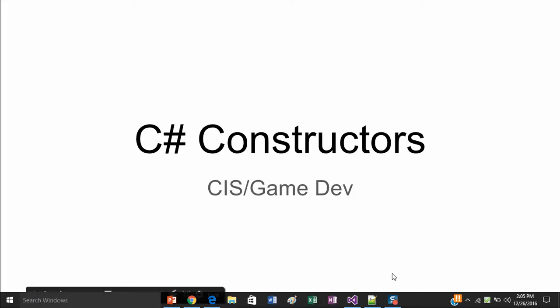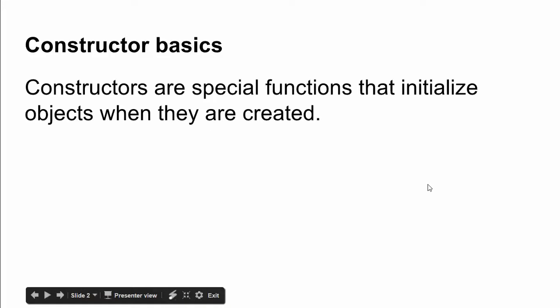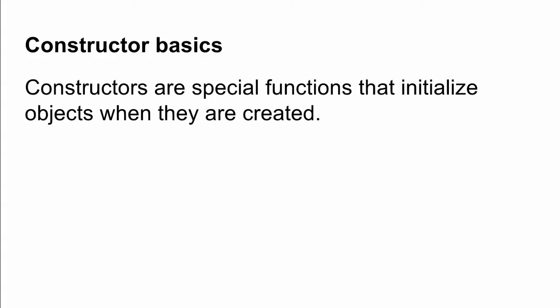Hello, in this video I'm going to talk about constructors in C# and what they are and when we use them. Constructors are special functions that we use to create objects for us. They are used to create the object and they're used to initialize the object. So what does it mean to initialize an object? It just means to set the variables in that object to their initial states.